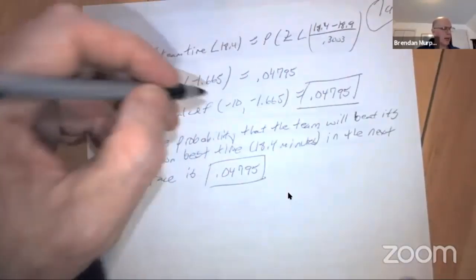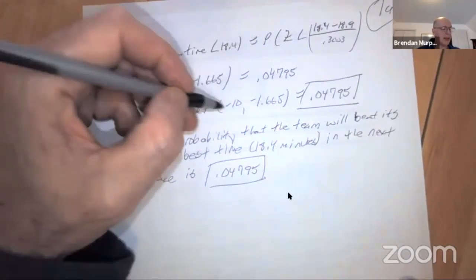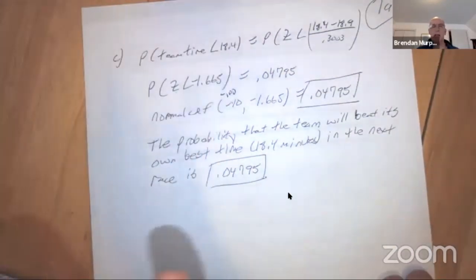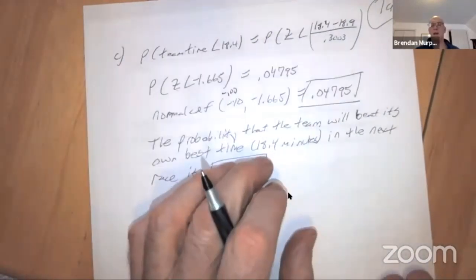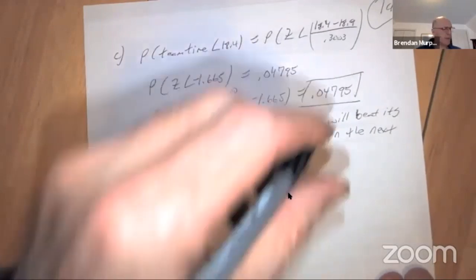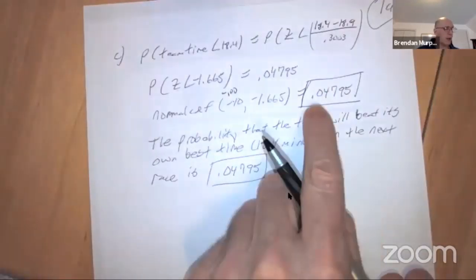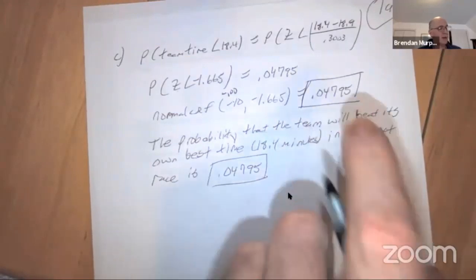Again, I went to my calculator and I typed in -10, but you could type in -100, -1,000, whatever your teachers pretty much taught you to do. That's perfectly fine. Your answer is probably not going to vary. And that was 0.04795.